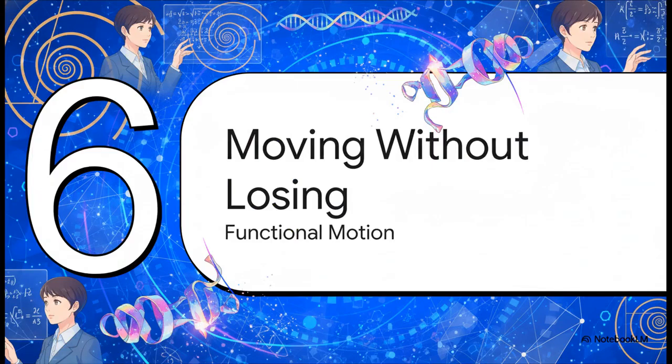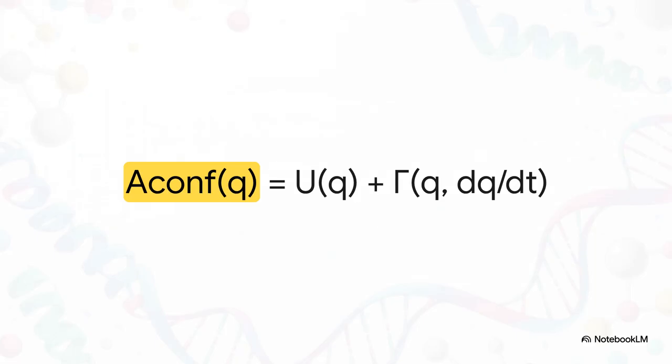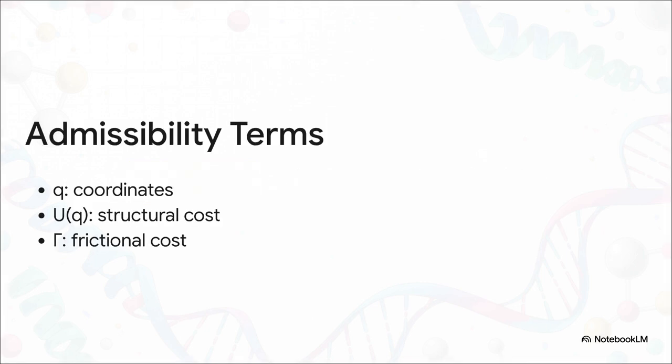And that brings us to our final section, Section 6, Moving Without Losing Itself. As we've seen, a truly useful macromolecule doesn't just occupy a single fixed point in space. It occupies a functional basin of nearby admissible forms. And this is balanced by what we call conformational admissibility, or ACONF. Looking at this expression, Q represents the actual conformational coordinates, essentially the physical shape of the molecule. U of Q is the raw structural cost of physically holding that specific shape. And gamma? That is the frictional cost of actually moving through that conformational space.